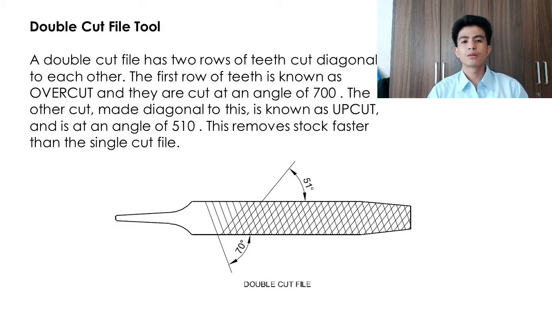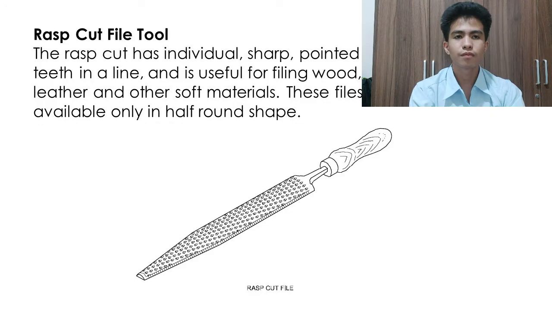Files with this cut remove stock faster than the single cut file because of the diamond-like pattern that has been created by the interlaced teeth, which allows the file to cut twice as fast as a single cut file.